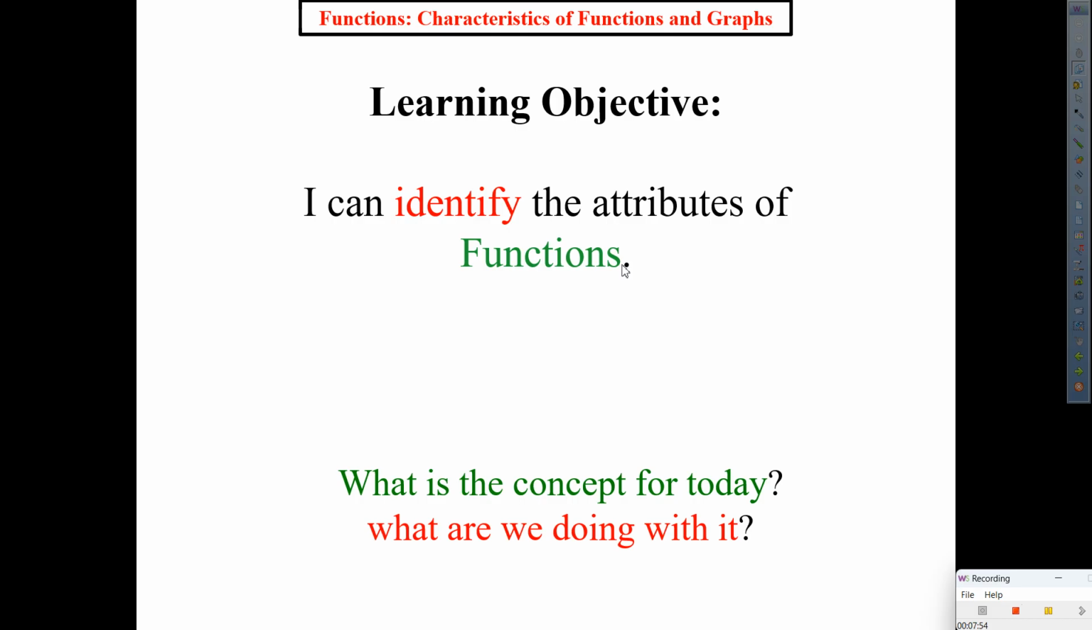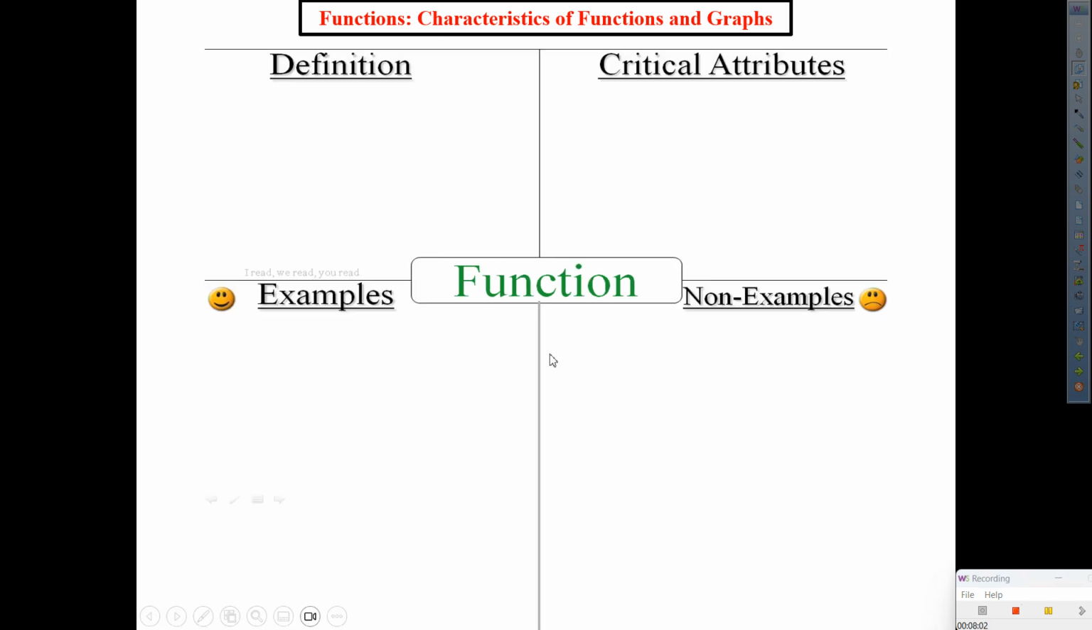All right, here we go. I can identify the attributes of functions. So we're in the middle of functions, guys. By now, you should know the definition in your own words, or at least know what it is to be a function and what is not. So, in your own words, tell your neighbor what a function is and what is not a function.